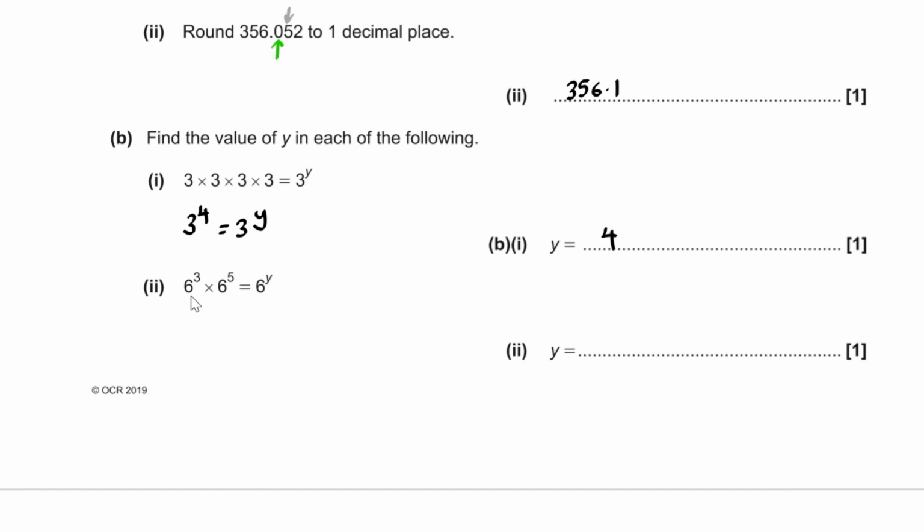And then we've got 6 to the 3 times 6 to the 5 equals 6 to the y. Well, when we have the same base number and we multiply, we would add the powers, as we see with this rule here. And therefore, we have 6 to the power of 3 plus 5 equaling 6 to the power of y. So we've got 6 to the power of 8 equals 6 to the power of y, therefore y is equal to 8.